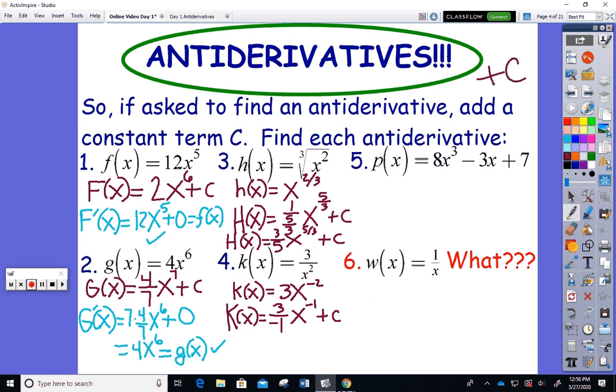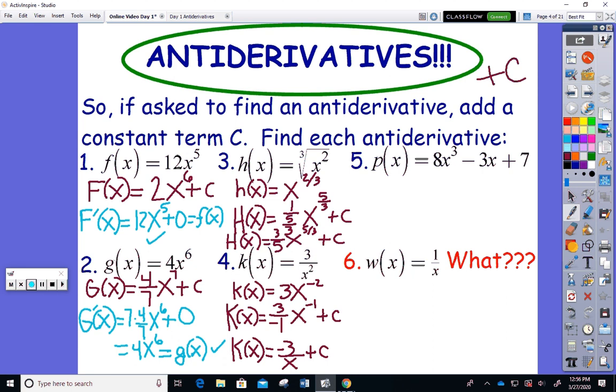Okay? So I don't like the way that's written, so let me write it in a better final form. So 3 divided by -1 is -3. X to the -1 drops to over x, and then plus c. All right? So let's do number 5.